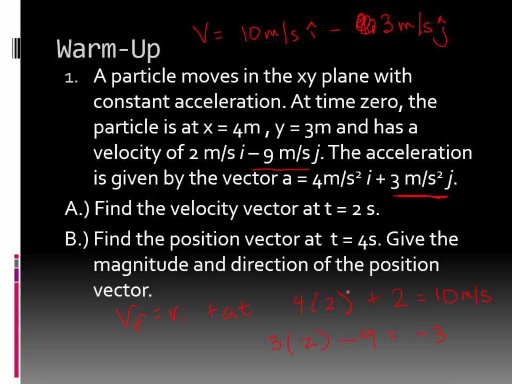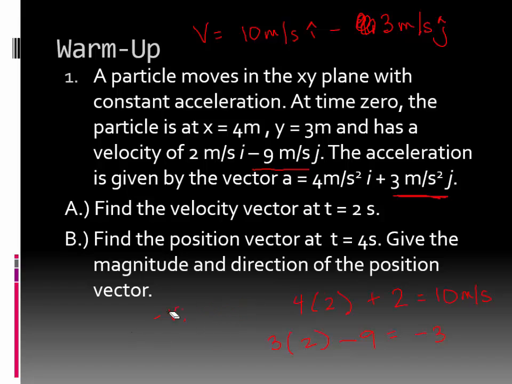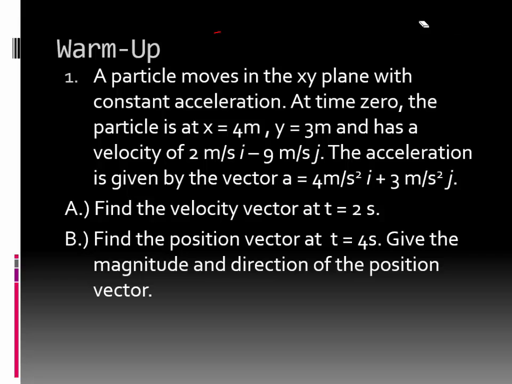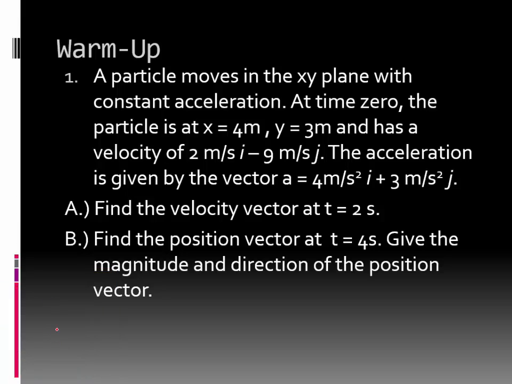All right, so let's find the position vector at t equals 4 seconds. Give the magnitude and the direction of the position vector. Go ahead and erase this work real quick. And then we'll do that part. Okay. So position-wise, we can just do another kinematic. We're going to do the same thing, but in the x direction and the y direction again. And then we will use Pythagorean to find the magnitude and direction of the position vector.